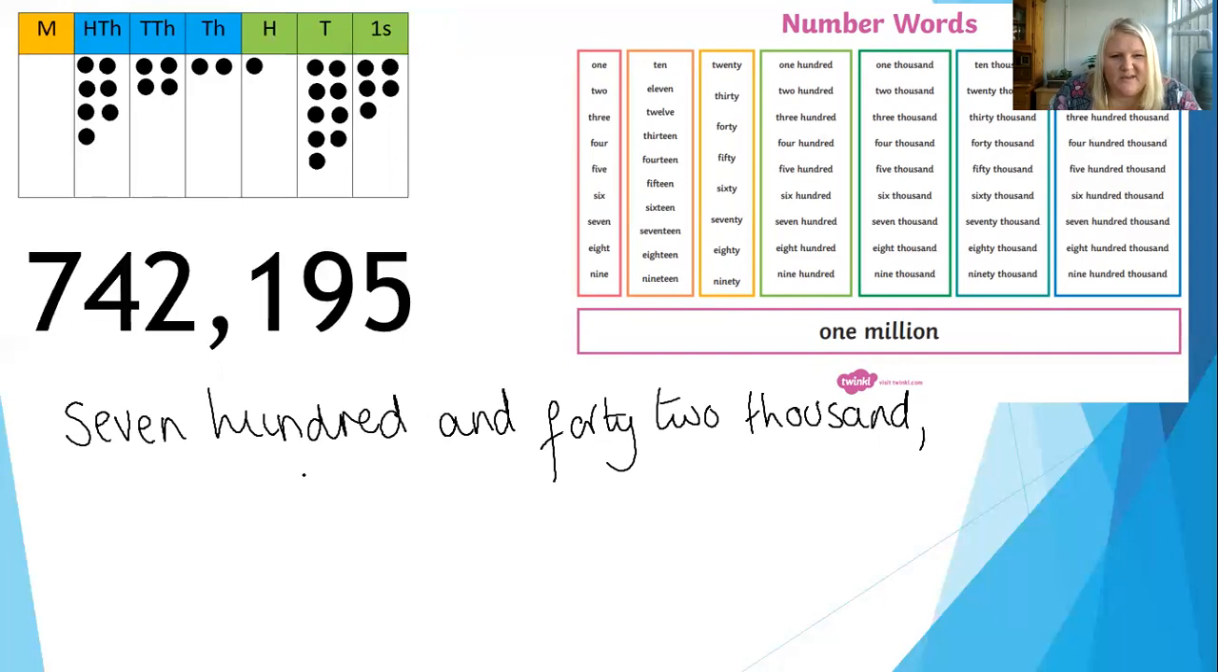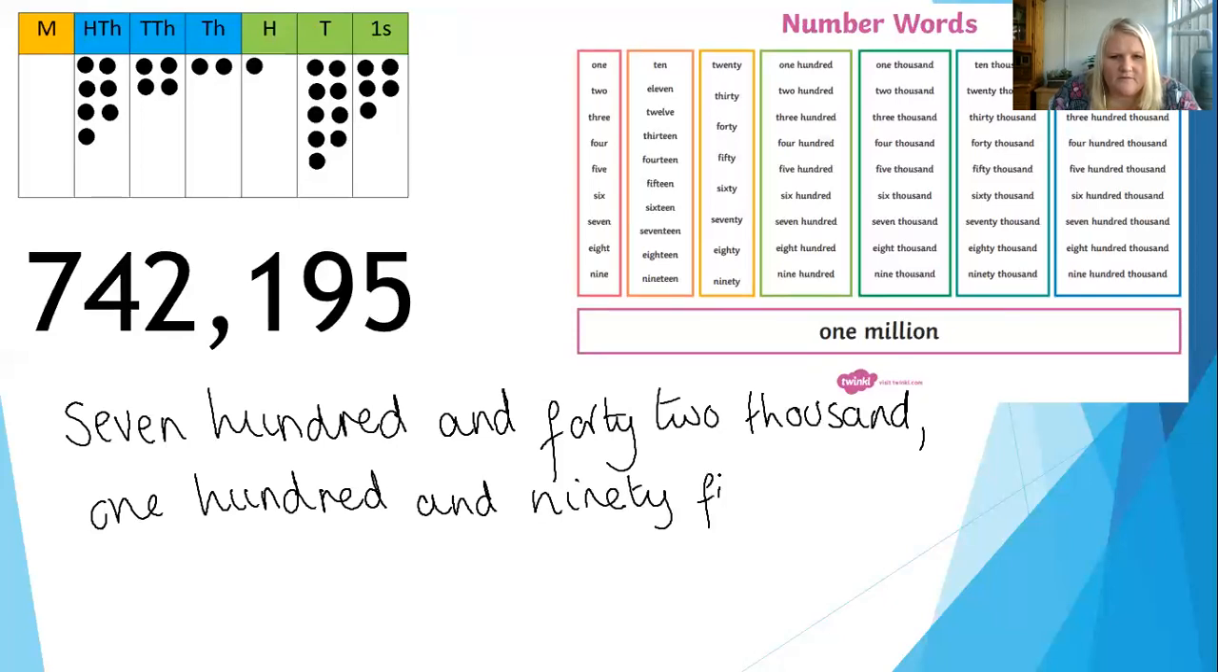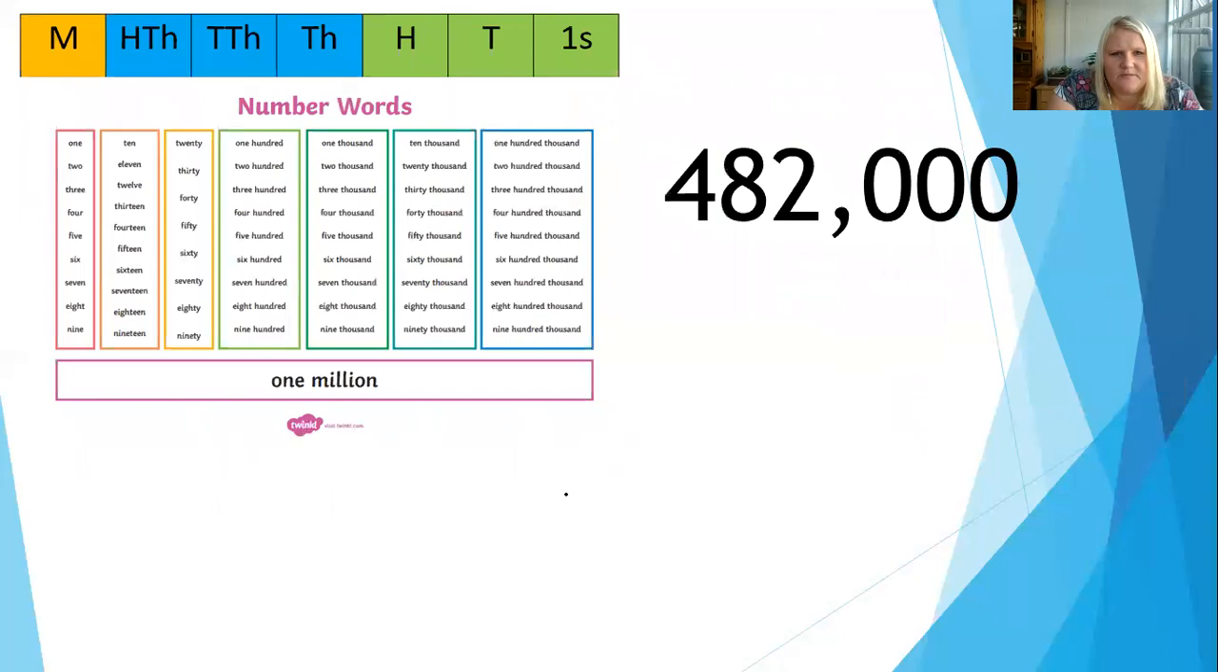Lovely. And you're basically just writing what you say. Hundred, hundred and 95. I can do a hyphen there if I want to, but I don't have to. Okay, so it's a bit of a simple thing. You write what you say. You write what is written down. 742,195.